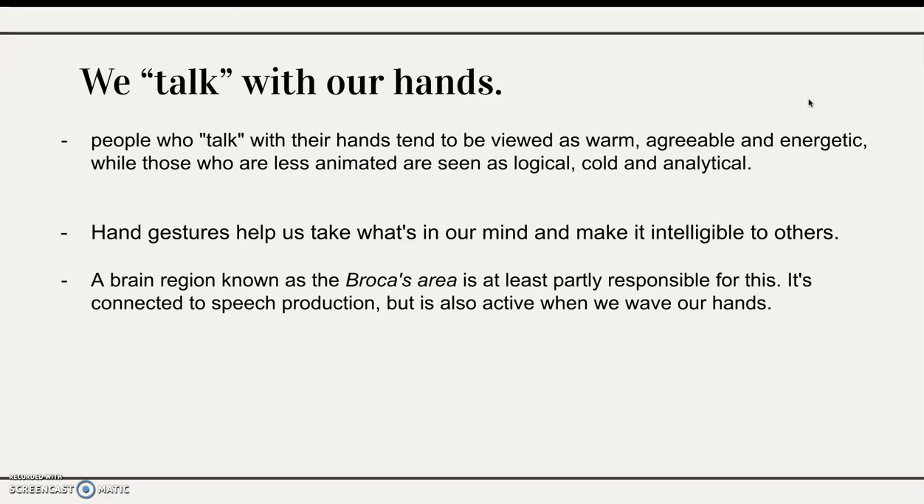So hand gestures, they help us understand what's in our minds. And there's actually a brain region known as the Broca's area that's actually partly responsible for this. So this area of the brain has developed to allow us to understand people as they're talking with their hands. It's connected to speech production, but it's also active when people are waving their hands around as they're talking.